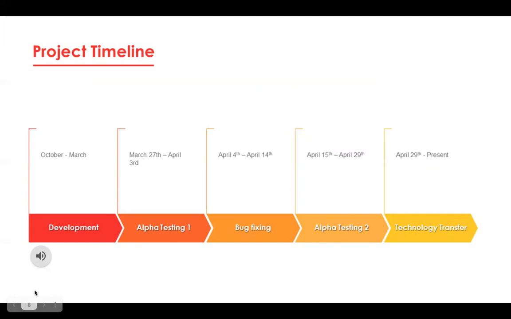Here's our project timeline. In our first phase, we developed the mobile app and server from October of 2020 until March of 2021. The next phase was the first round of user testing, which lasted from March 27th to April 3rd. After that, we fixed any issues that the users had encountered in the 10 days between testing. The second round of user testing began on the 15th and concluded on the 29th of April. Finally, we've reached the last phase where we focused on transferring our work to our clients.